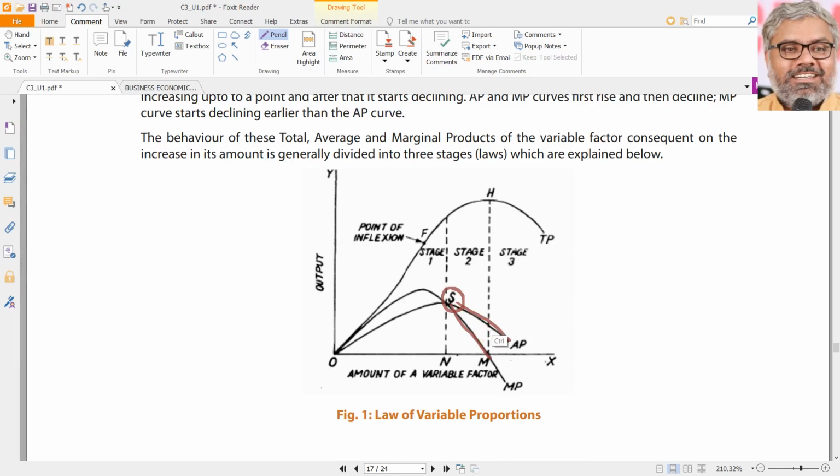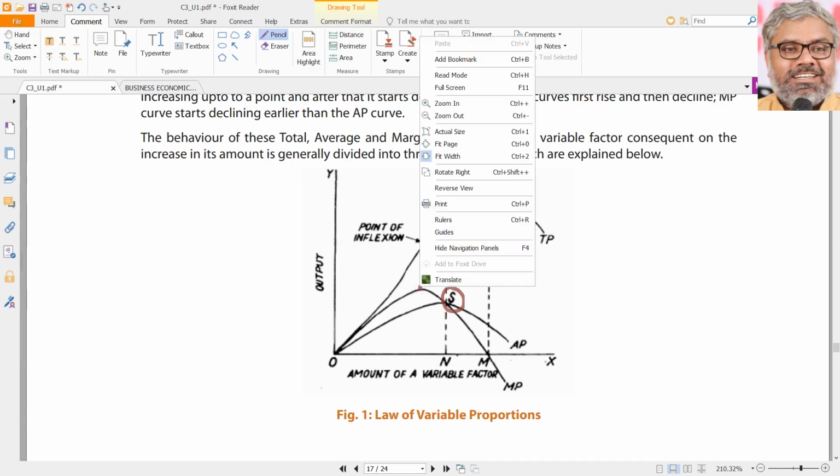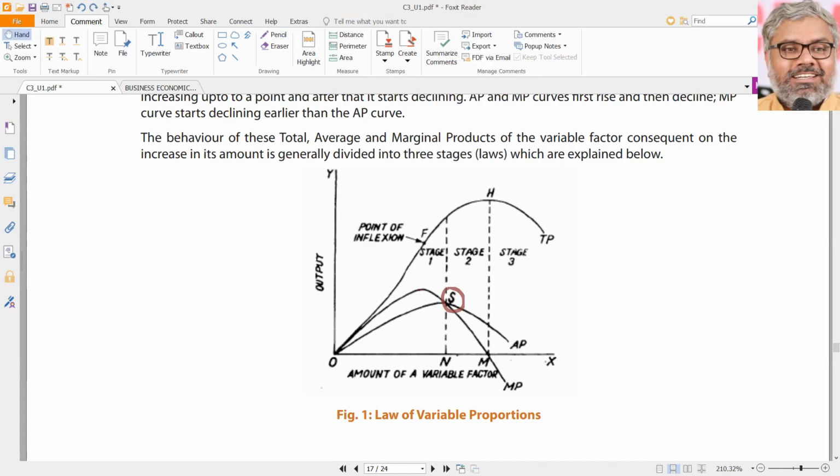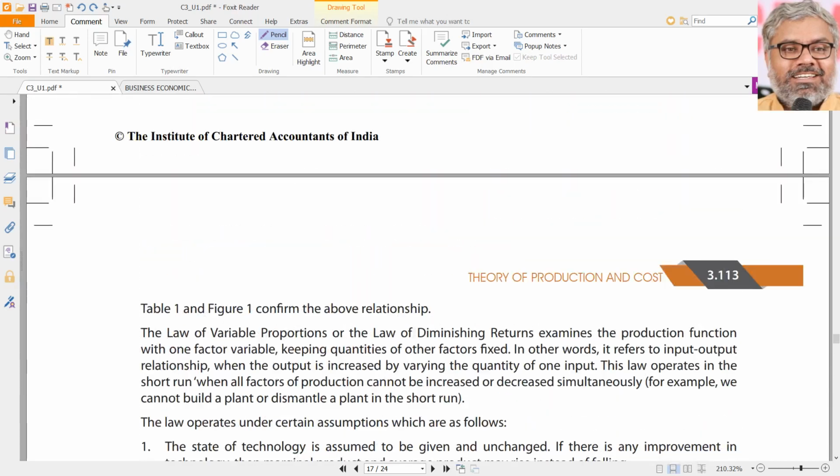So simply three things can be observed here. If you observe marginal product and average product carefully, as long as the average product is rising, marginal product is above the average product curve. When the average product is at the maximum, then the marginal product and average product are equal. When the average product curve starts declining, then marginal product is below the average product curve. So 3 points in this one shot we can understand.